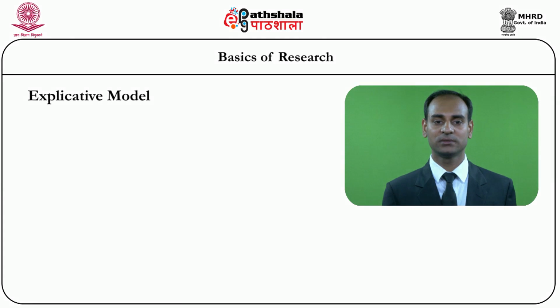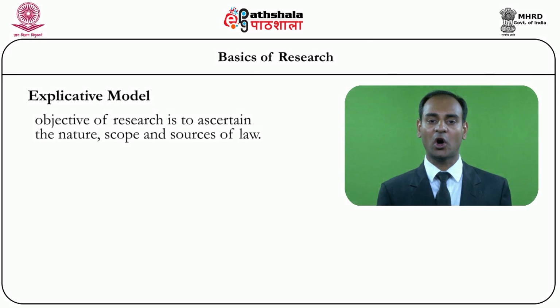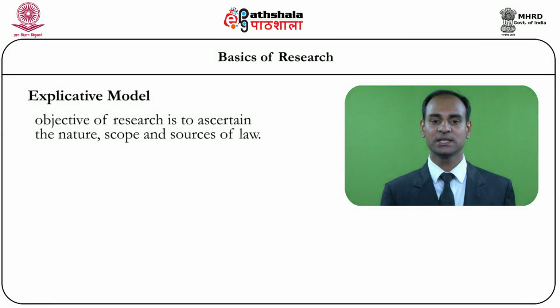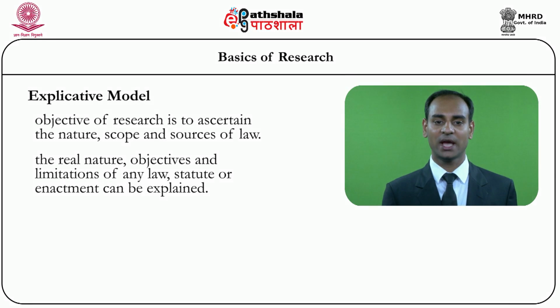Second, the explicative model. The explicative model is used with certain objectives in legal research, where the objective of research is to ascertain the nature, scope, and sources of any law, legislation, or statute. And the stated sources, legislation, and nature are compared with their real social condition. Thereafter, any conclusion may be drawn as to the real nature of law. Objectives and limitations of law can also be focused on by this method.